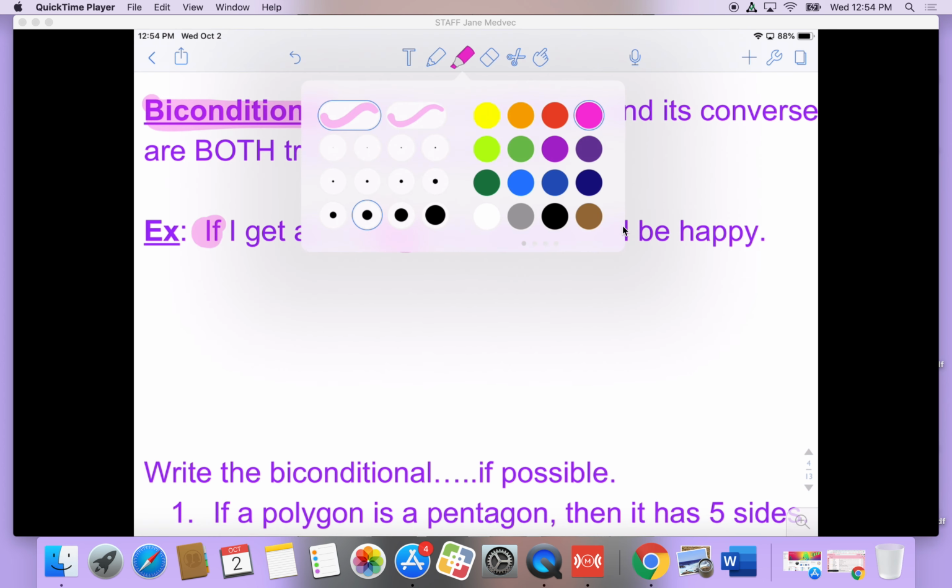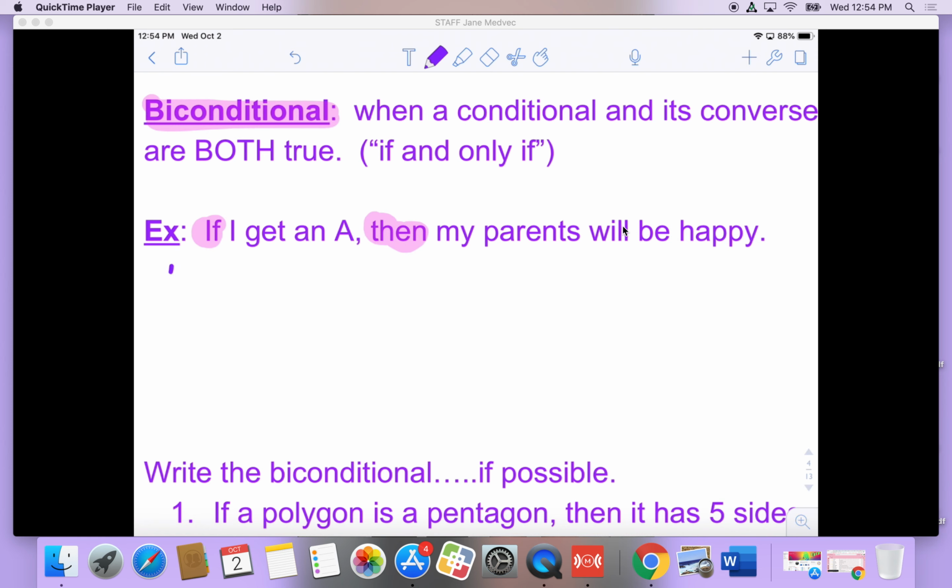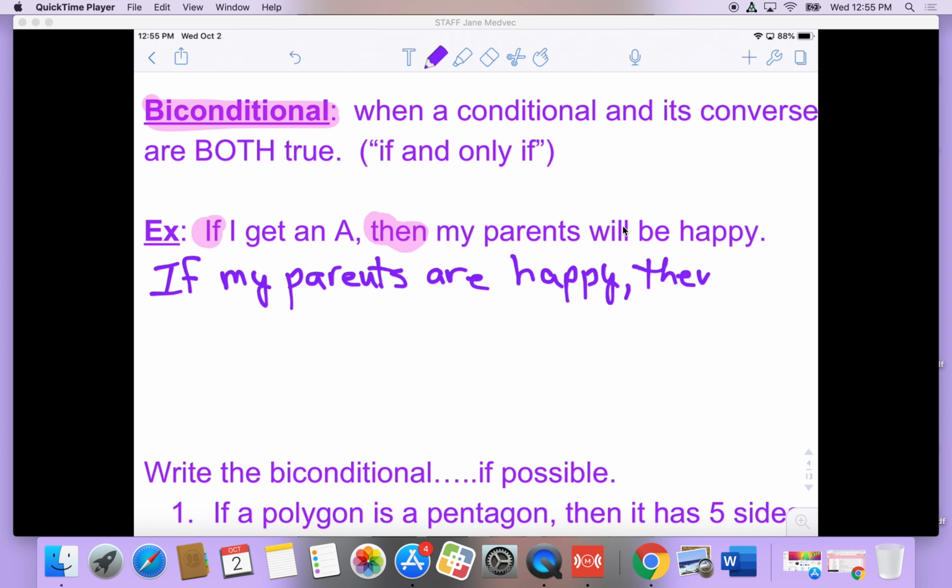So I'm going to do the converse. If my parents are happy, then I will get an A. Okay? So I got my if-then statement, my conditional statement. I just wrote my converse. Now let's talk about to see if they're true.